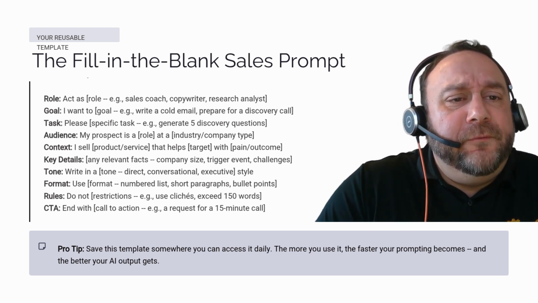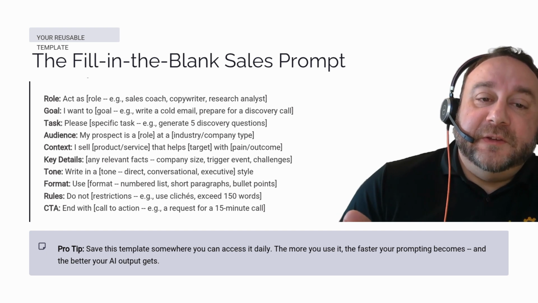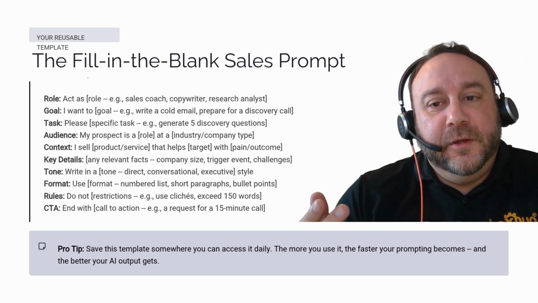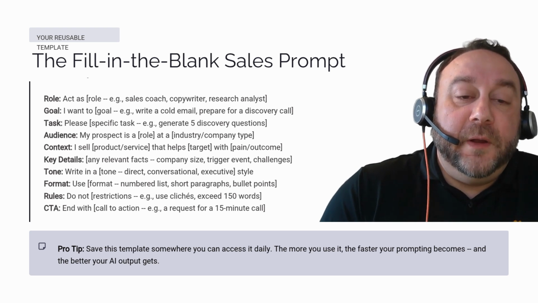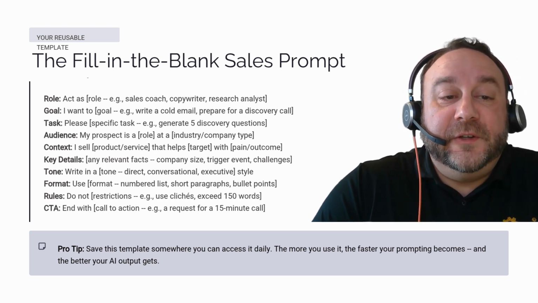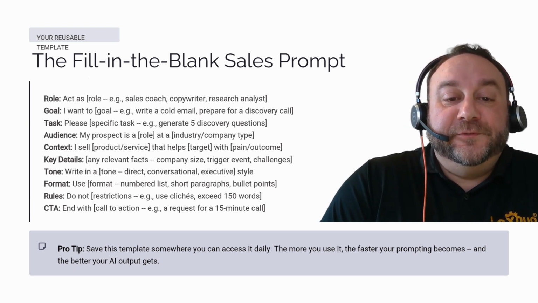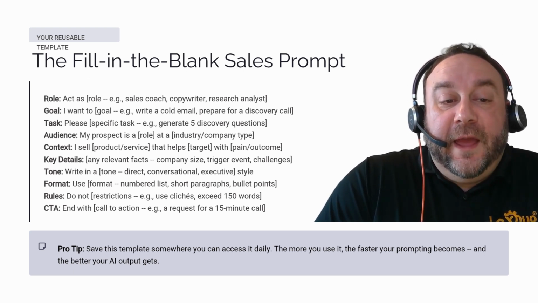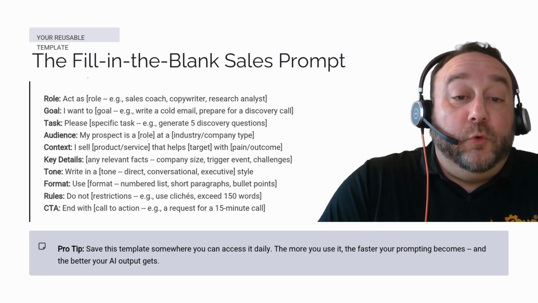You don't always need to fill in every section with a paragraph. Often, one line per section is enough. What matters is that the AI has the context it needs. This is a much better approach than starting from scratch every time. When you use a repeatable structure, your prompting becomes faster, more consistent, and much easier to improve over time. That is how prompting becomes a real skill.